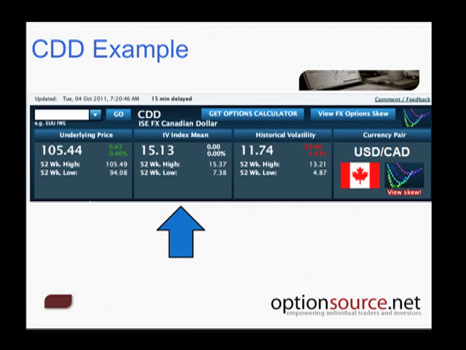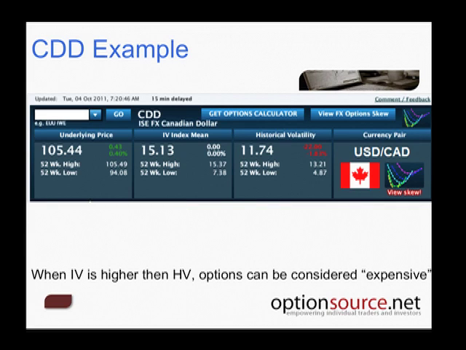What we can see here is that the implied volatility is actually higher than historic volatility. So market makers are in fact pricing in a very volatile move, or a highly volatile move is being expected in that particular underlying. And so what happens here is that when implied volatility is higher than historic volatility, we would actually consider the option contract to be expensive.